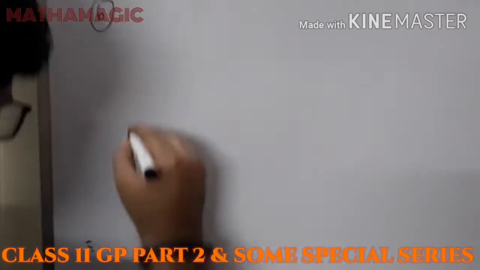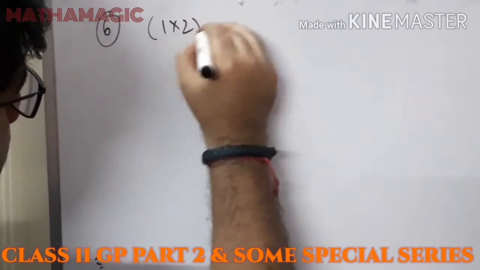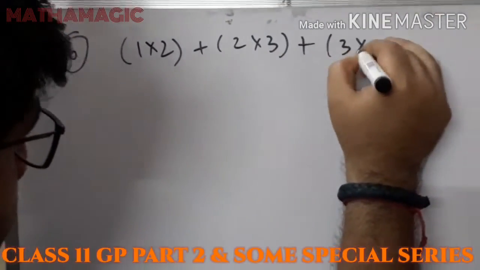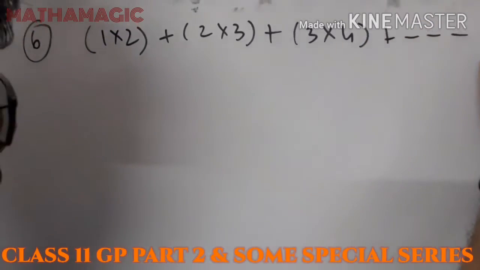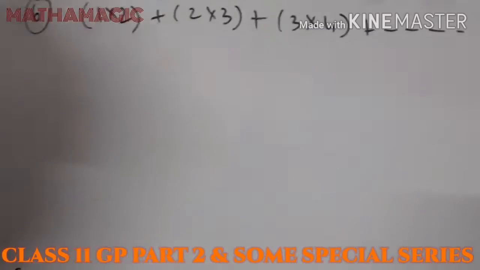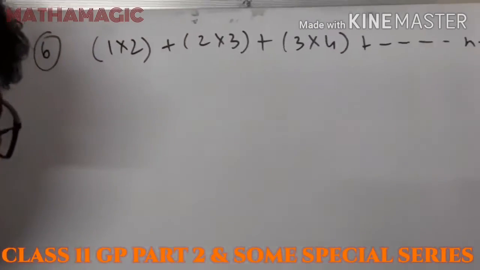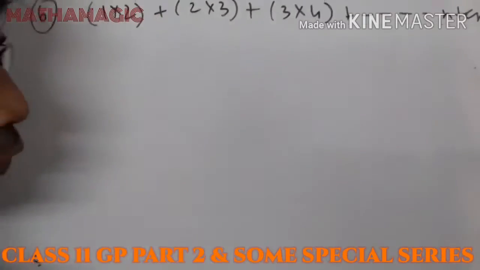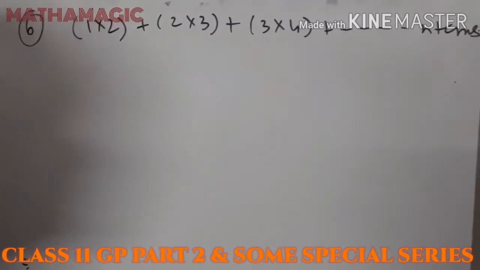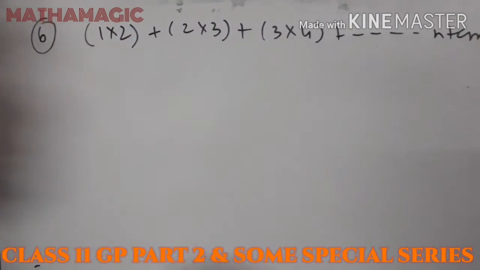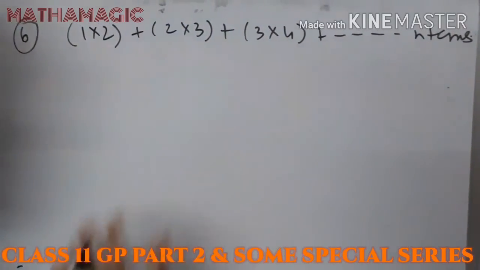In the case of special series, we'll start with the sum 1 into 2 plus 2 into 3 plus 3 into 4, going on like this up to n terms. We need to find the sum up to n terms. In this kind of series, we have to observe and find the nth term. We are not going to decide whether this is an AP or GP. We will just try to find the nth term by seeing the series.